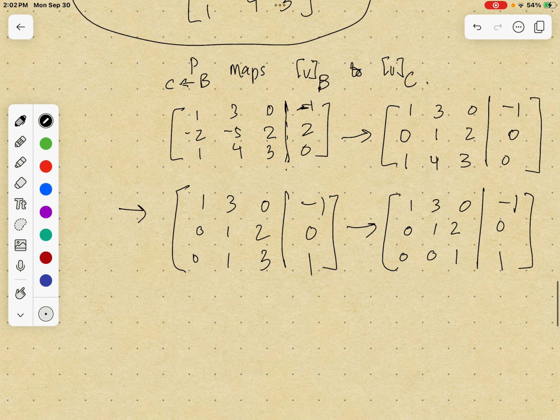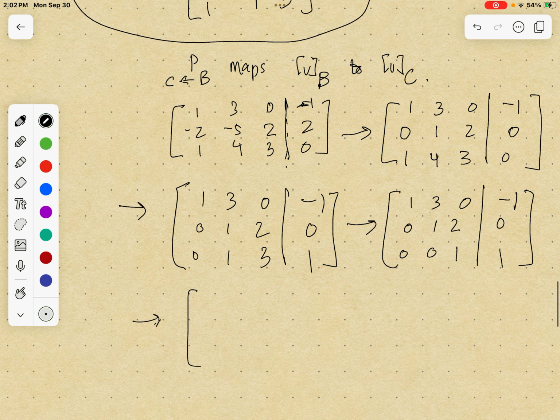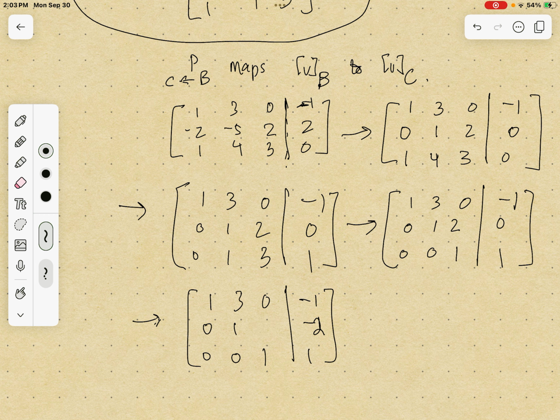Okay, so I think this looks correct. And now we go up, so then it's row 2 goes to row 2 minus 2 row 3. So then you're going to get a negative 1 here, right? A negative 2. And then this one's going to be a 0.